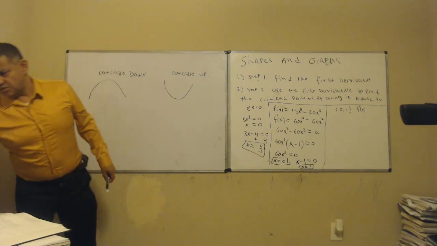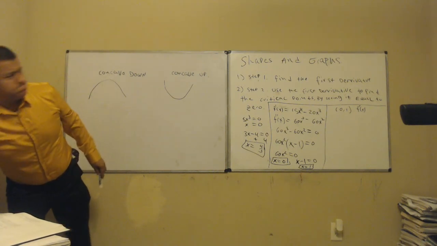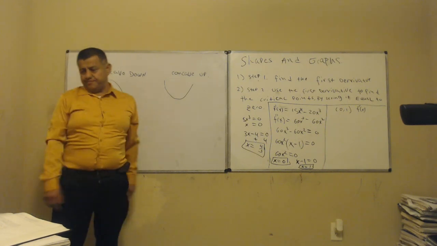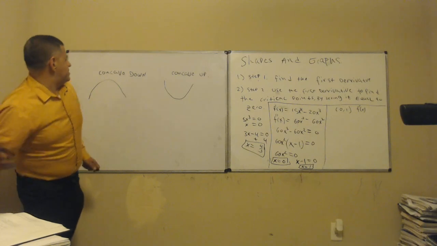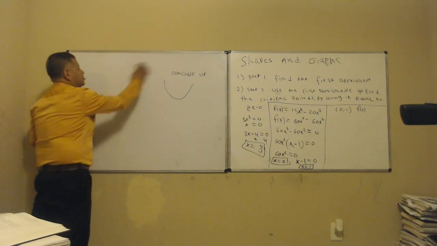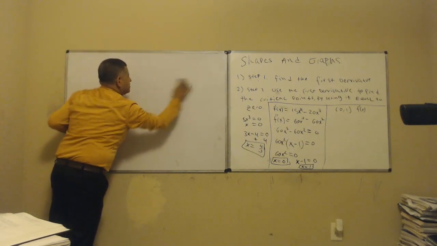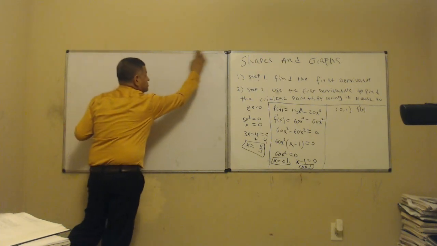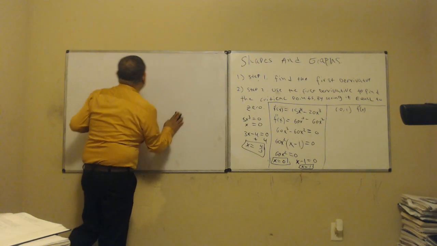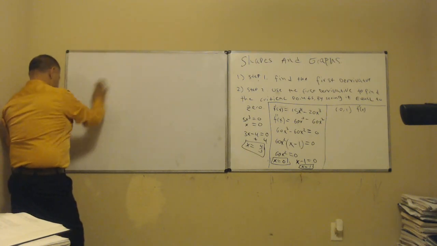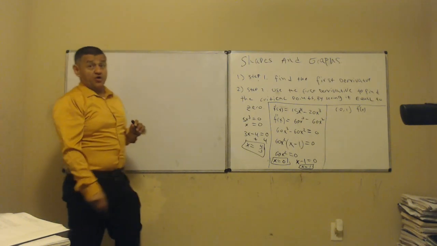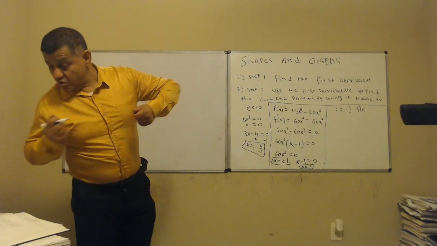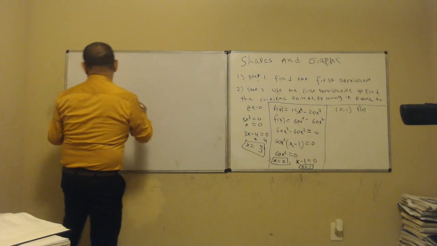So, with that being said, this is concave down, this is concave up. Right? So let me do a little chart, and we need to do that because we need to understand this in order to see where we're going. Now, let's go.